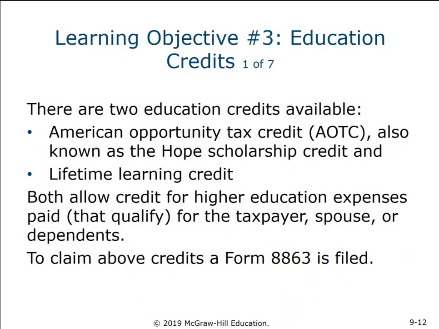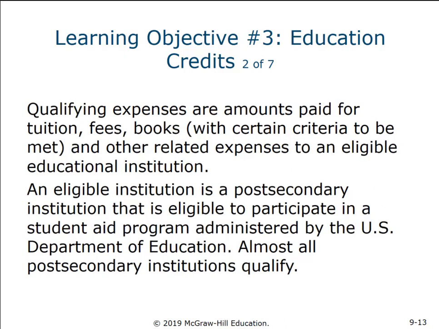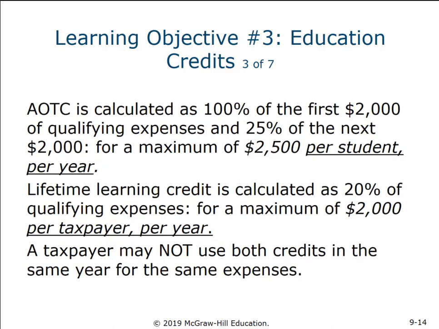It's on Form 8863. So there are two different types of education credits. The American Opportunity Credit is much more beneficial than the Lifetime Learning Credit, as we'll see. So we always want to start with that one to see if we qualify. Qualifying amounts are the same for both: tuition, fees, that sort of thing, and books. This is fairly broad, but it is not going to include room and board. And basically almost all post-secondary institutions qualify. It'd be hard to find an institution that didn't.